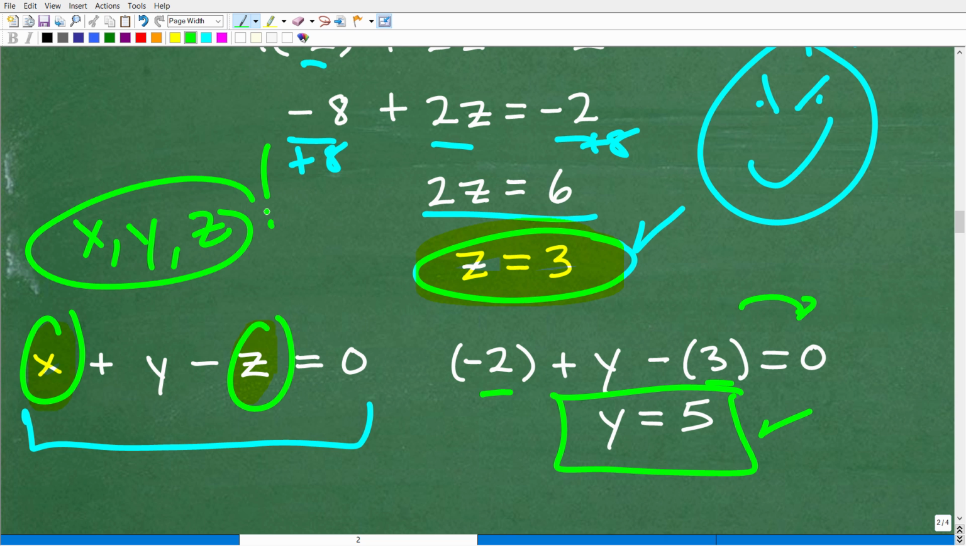But what does this mean, though? What does solving a three variable linear system mean graphically? Well, this is another part of this problem that you need to understand. So let me go ahead and show you that.